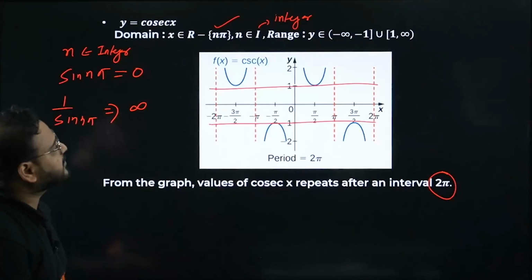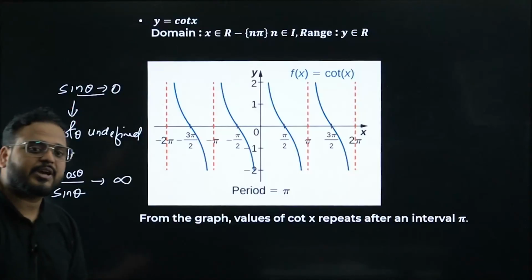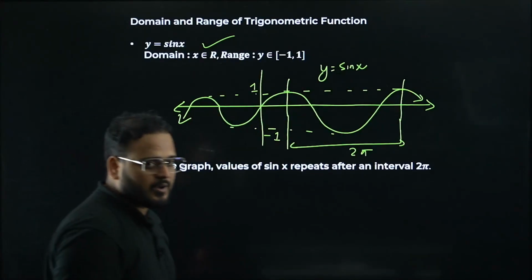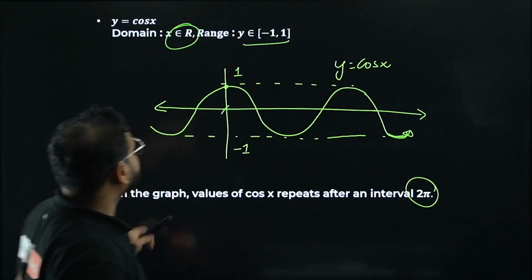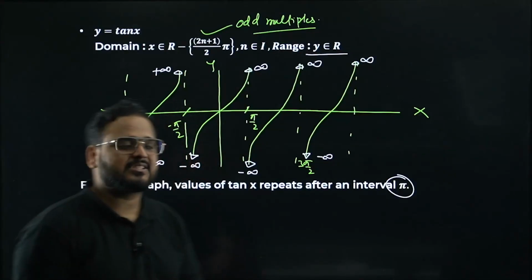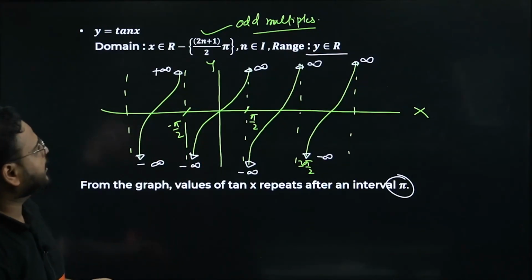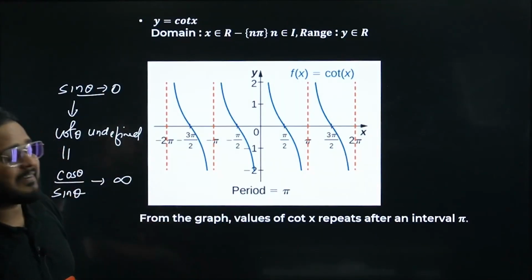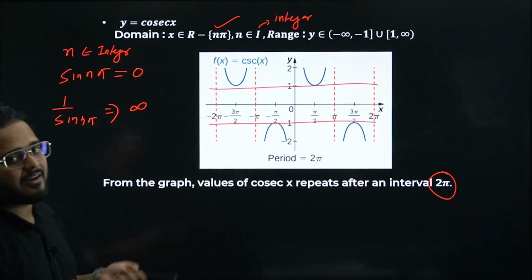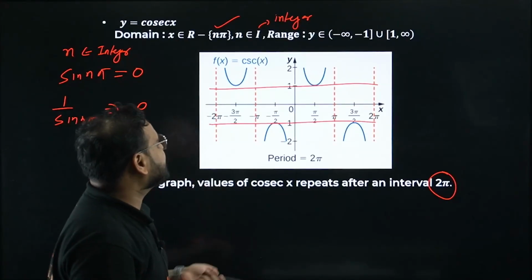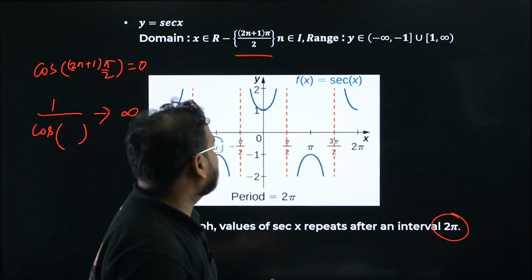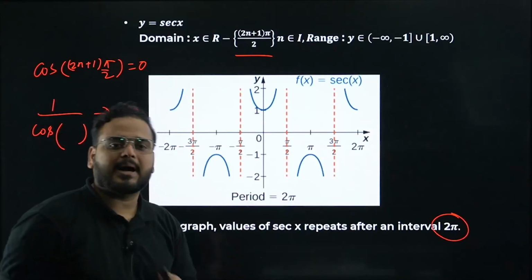So I hope the graphs are clear. Please check. I'll show you once again all the 6 graphs. Sin x is like this. Domain and range you know. Next, this is your cos x. At 0 it is 1. Tan x is again very simple, undefined at odd multiples of pi by 2, and cot x undefined at the integral multiples of pi. For cosec, undefined at the integral multiples of pi, and for sec again undefined at the odd multiples of pi by 2.